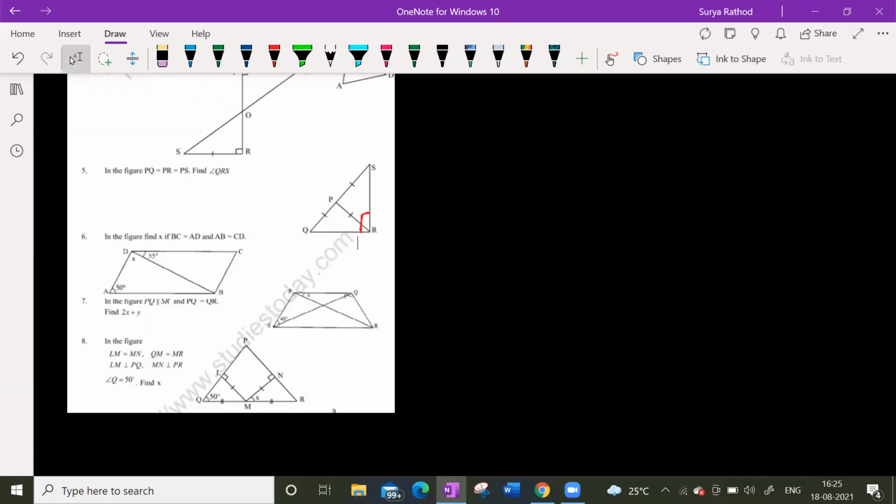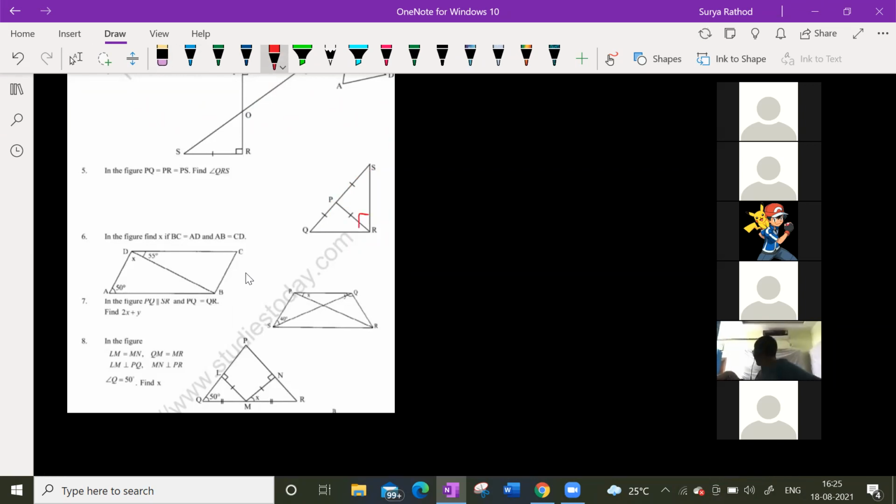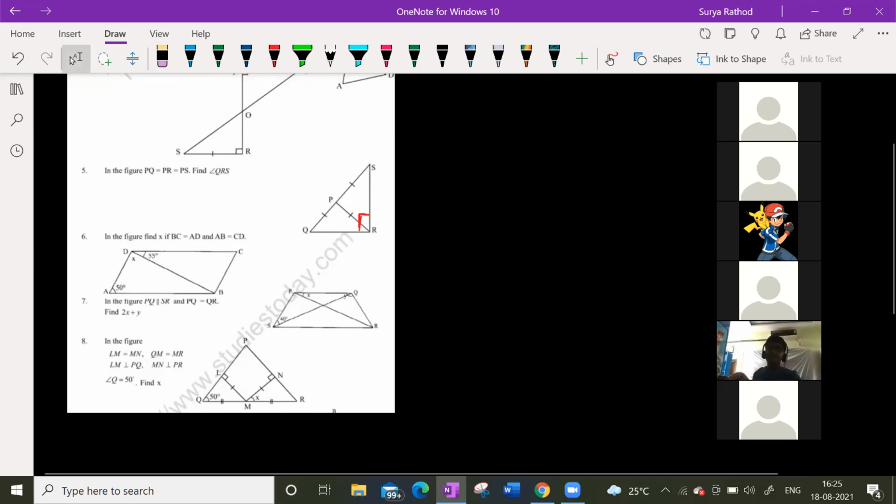Bhargav, have you done this? I lost connection for a while, so which question? Have you solved this fifth one I'm asking? PQ is equal to PR is equal to PS. Find angle QRS. I didn't solve the question, sir.